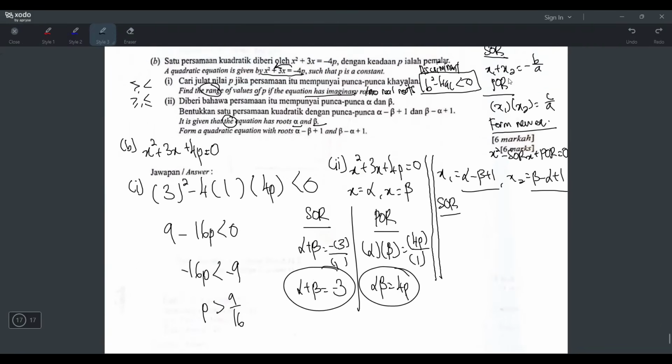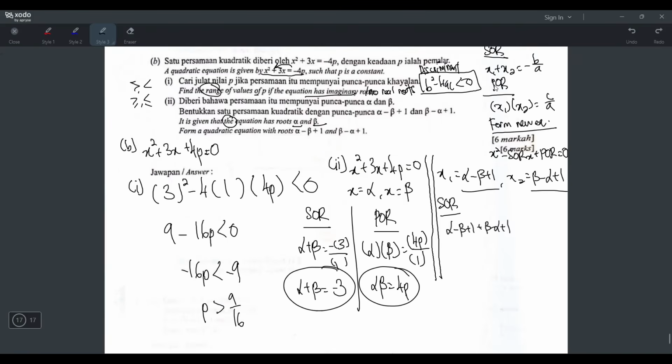So the sum of roots formula is what? x1 plus x2 equals negative b over a. So it'll be what? Alpha minus beta plus 1 plus beta minus alpha plus 1. Actually you have to put brackets, but it's okay without brackets because this is plus, right? If it's a plus, you can just remove the bracket, nothing happens. But if there's a minus before the bracket, then you have to be careful, because you have to change sign, I mean, everything inside the bracket has to change sign.